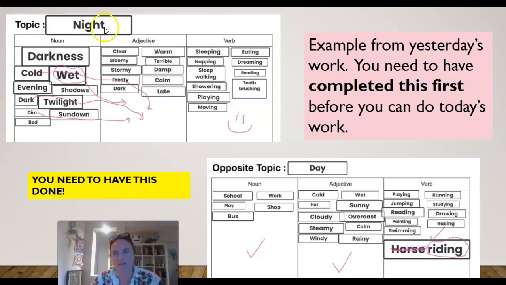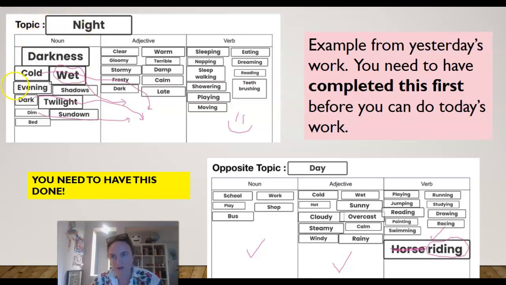So here we've got night and the opposite topic is day. Night and day are both nouns and they are opposites. So here Lily in my class has got her nouns that have got to do with night. Now you might see these lines here. These were just some that Lily had in the wrong spot. She had some adjectives in the nouns column, which is fine. But Lily gave me her work nice and early and I was able to help her fix that up.